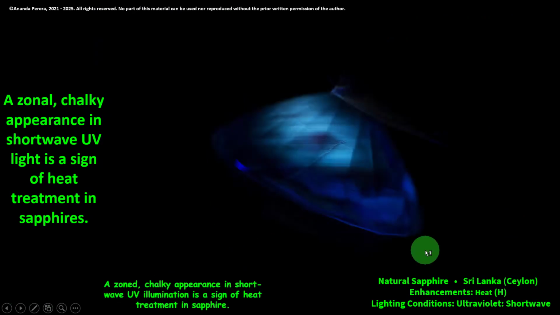And here also, another ultraviolet short wave lighting condition. Sri Lankan sapphire, when viewed under that lighting condition, short wave ultraviolet, we can see the chalky zonal appearance. Zonal chalky appearance tells us it is treated sapphire.